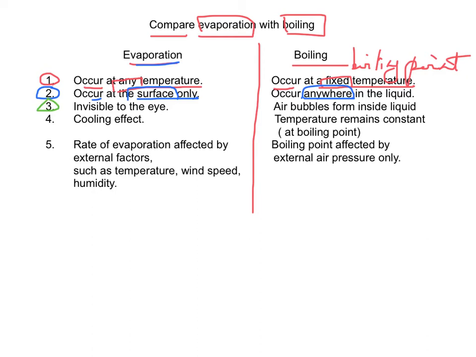Thirdly, when evaporation occurs, it is invisible to the eyes. 隻眼睇唔到呢個現象㗎。However, when boiling occurs, we see lots of air bubbles coming out inside the liquid. Fourth, evaporation can cause cooling effects. However, for boiling, the temperature inside the liquid remains constant. That means the temperature will not drop.